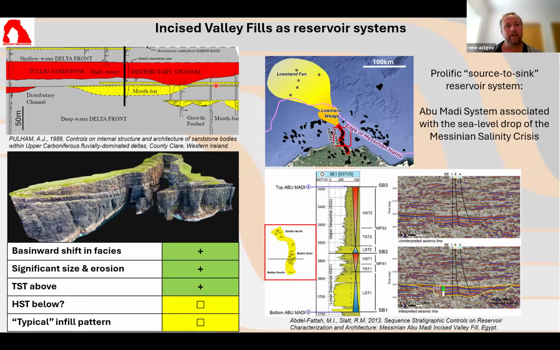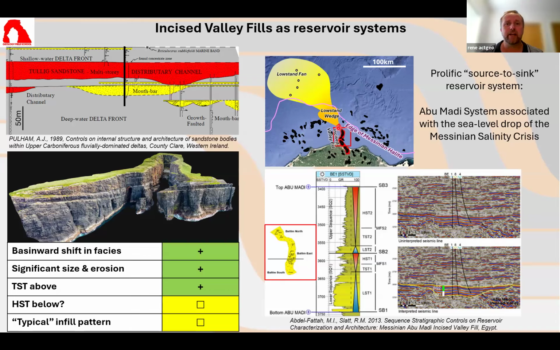A really prolific incised valley fill play is the Abu Madi sandstone associated with the Nile Delta. These are sand systems associated with the incised valleys that formed because of the sea level drop associated with the Messinian salinity crisis. In fact, if you look at a map of the oil and gas fields of the offshore Nile Delta, you can map the incised valley fill because all these fields follow basically the incised valley of the system. So it's a pretty cool way to see the geology expressed at that scale.